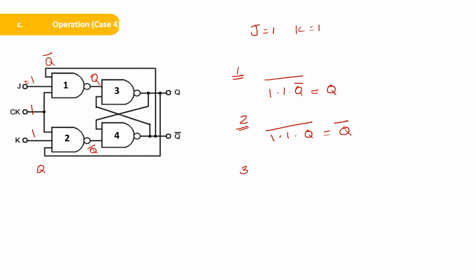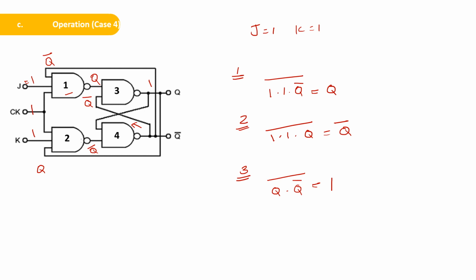Now if you take NAND gate 3, one input of NAND gate 3 is the output of NAND gate 1. The second input is the output of NAND gate 4. Currently the output of NAND gate 4 is Q complement. So the inputs of NAND gate 3 are Q and Q complement, so the output will be Q dot Q complement, which is 0. Its complement is equal to 1, so you will get this as 1.